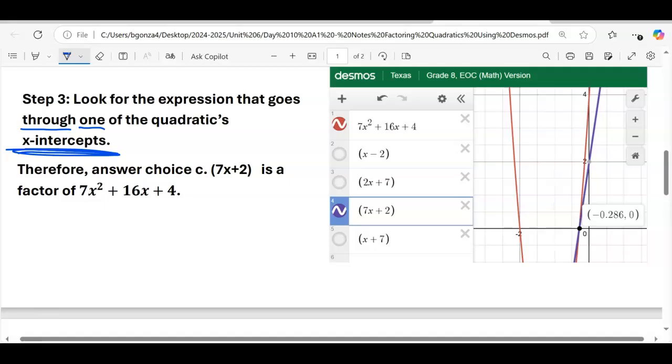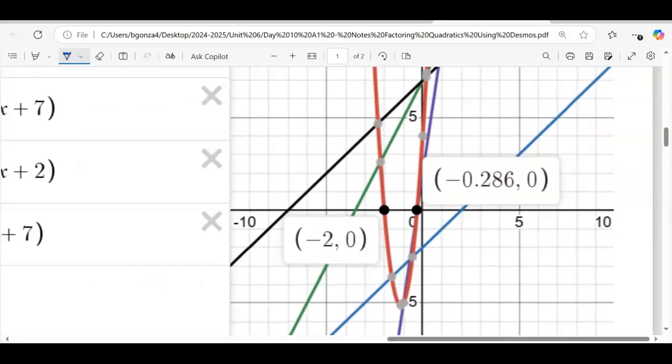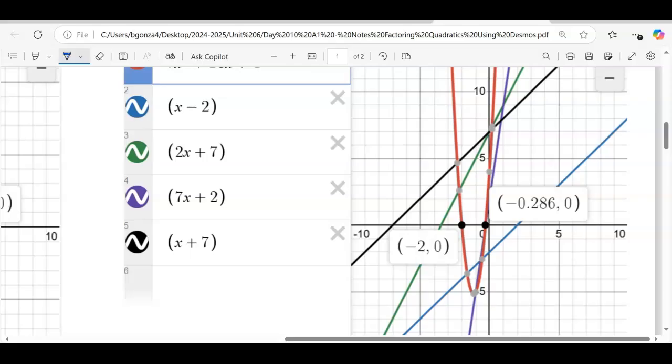I'm not looking for it to match perfectly. I'm just asking, where do they both cross the x-axis at the same point, the same x-intercept? Okay, so let's look at those graphs back here. I'm looking at my step 2 picture here.